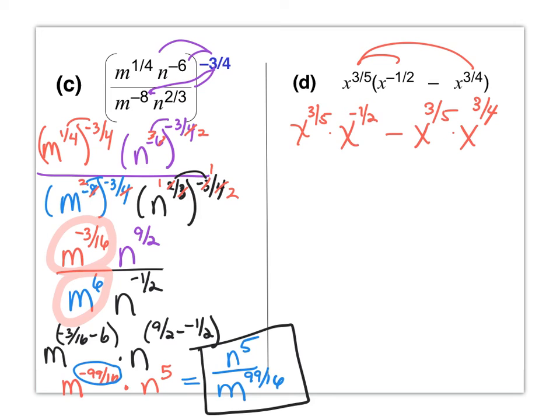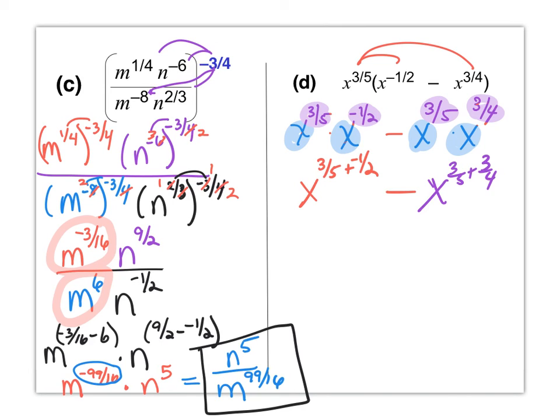Now we can apply the product rule. When you're multiplying and the bases are the same, then you can add those exponents together. We're adding the 3/5 and the negative 1/2. So that's going to look like this. We have the bases are the same, and then we would write this as 3/5 plus a negative 1/2. And the same thing for the second term. The bases x's are the same, so we are going to add those exponents together, and that's going to look like the base x raised to the 3/5 plus 3/4 power.